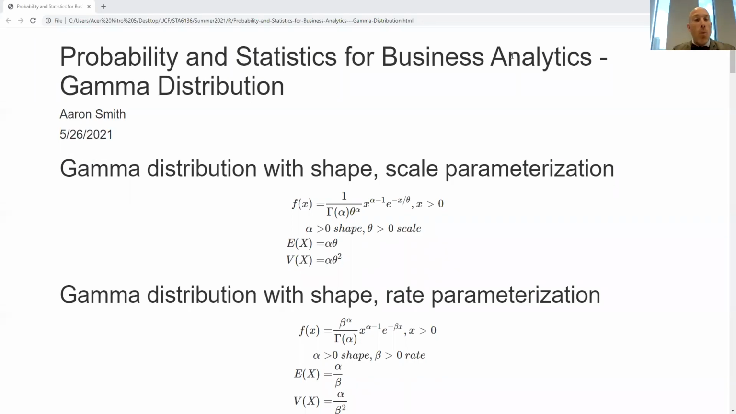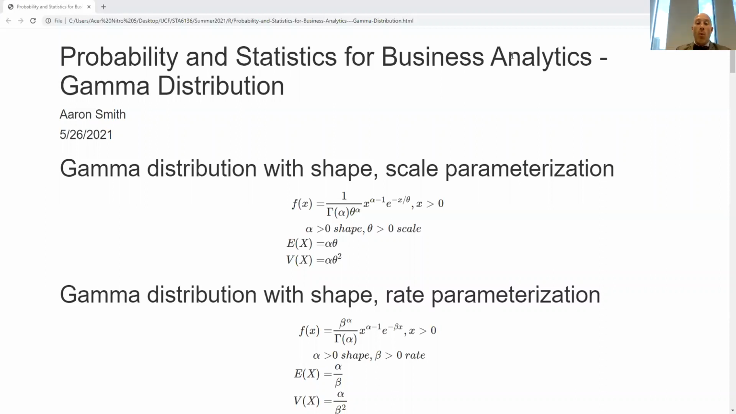Hi, in this video, we want to take a look at the gamma distribution. Okay, so the gamma distribution is a continuous distribution, and all the possible values are greater than or equal to 0, or just greater than 0, depending on how you want to articulate it. Now, something that's funny about the gamma distribution is it has two presentations.